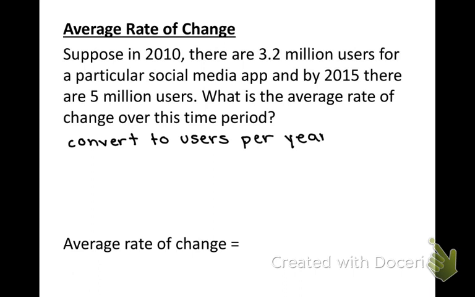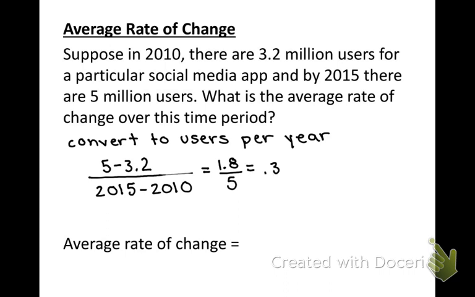Now, when we say users per year, we're talking about a rate. So we're looking for that average rate of change. So we need to figure out how many million users, what was that change, and over what time period. So we're going to do 5 minus 3.2 million users over that 5-year time period, so 2015 minus 2010. This is going to give me 1.8 over 5, which simplifies to 0.36 million users per year. That right there is my average rate of change, 0.36 million users per year.